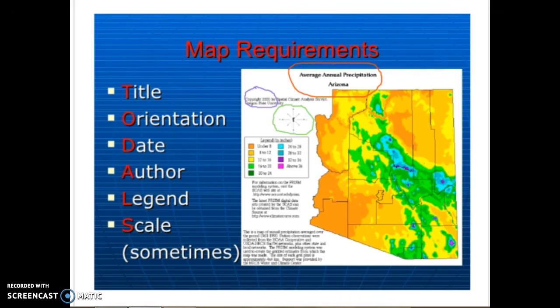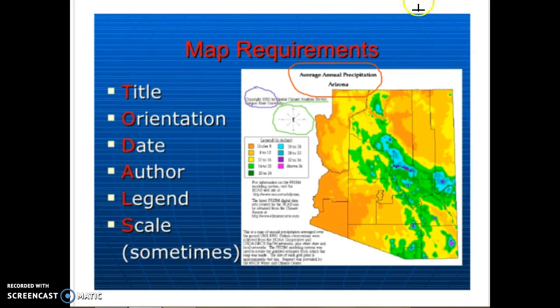A stands for author. So we want to know who made the map, so whether or not the source of the map can tell us whether there's any bias there. And here, it tells us that this map is also right up here by the Spatial Analysis Service.